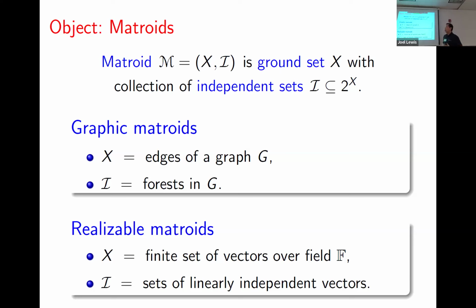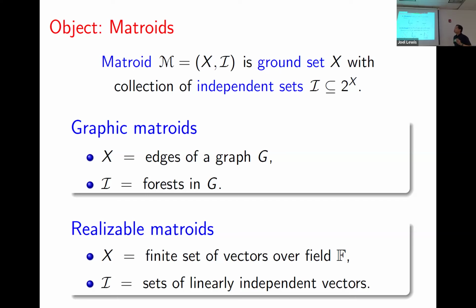Another example to keep in mind, which is arguably the reason why people started studying matroids, is when the set X is any finite set of vectors over any field F. The field F can be a finite field or an infinite field. For today, what will be important is when the field has size 2, the binary matroid. And the independent sets are, pardon the pun, the sets of linearly independent vectors. So these are the two examples of matroids.